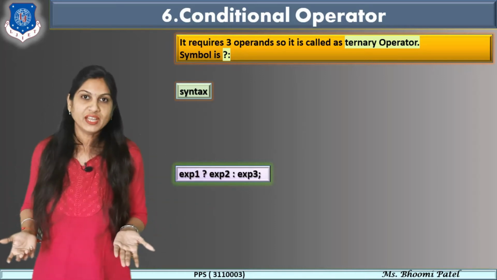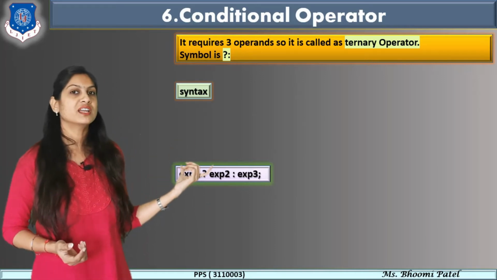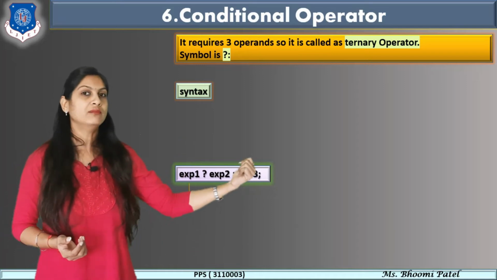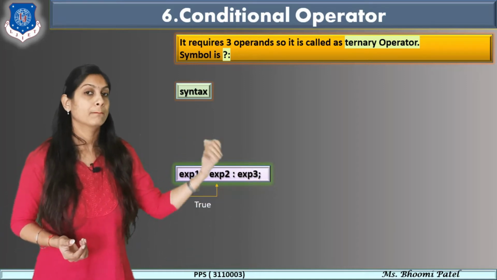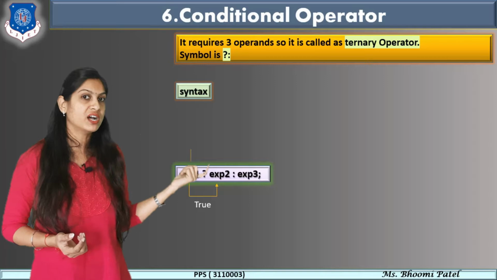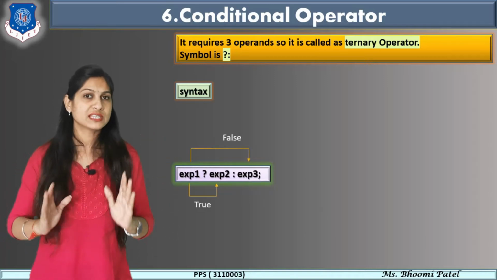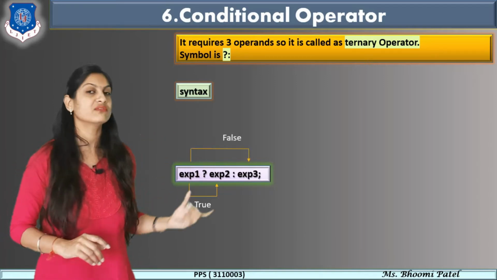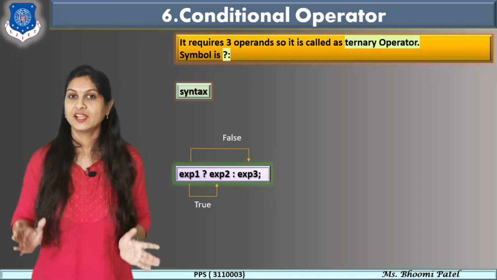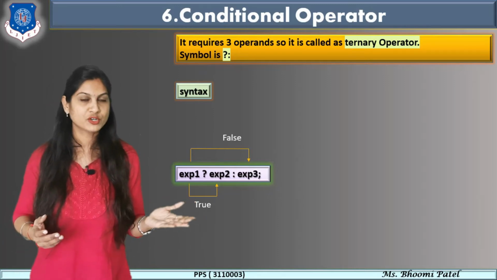What is the meaning of it? If expression 1 is true, then you have to jump to the second part, but if our expression 1 is false, then, simply you have to remember, expression 1 is nothing but our condition, and it always has 2 parts, true and false.